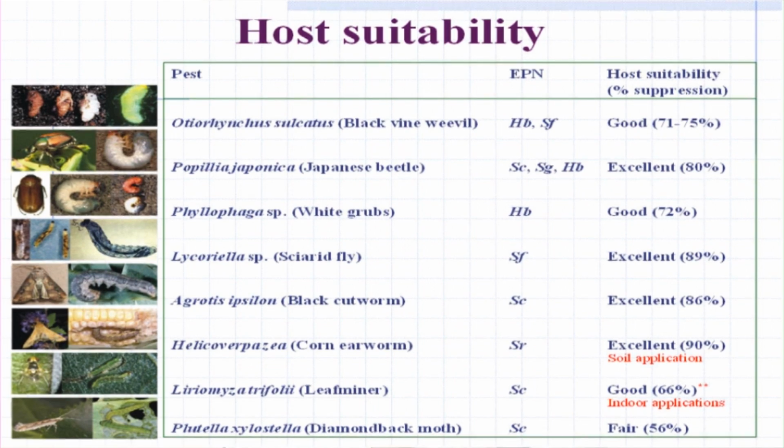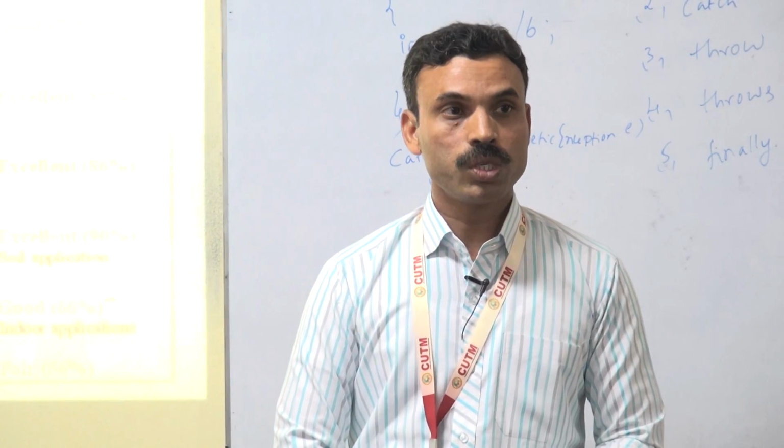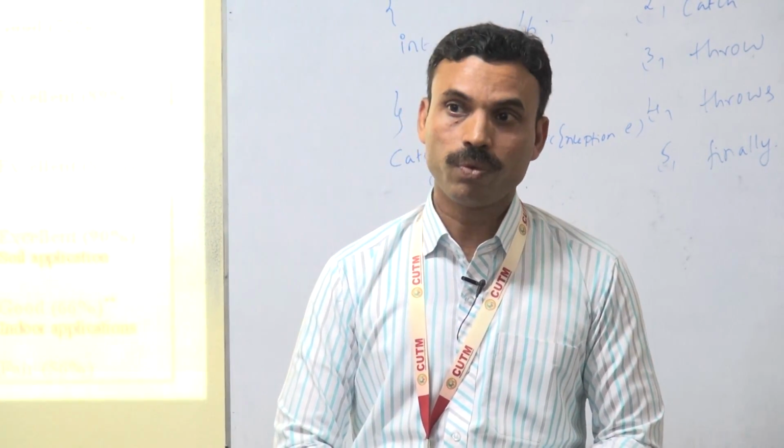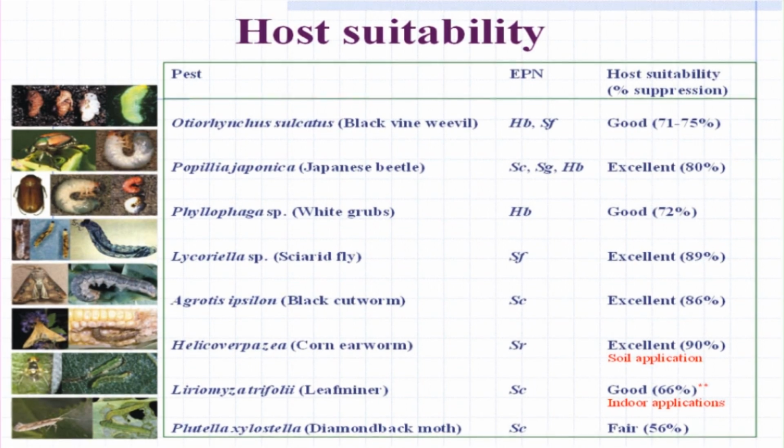What are the hosts which a nematode can infect? We can see here black vine weevils, Japanese beetle, white grubs, then sciarid fly, that is a dipteran, whereas black cutworm and corn earworm are lepidopterans, and leaf miner, that is Liriomyza. The diamondback moth can also be controlled. However, the most suitable hosts are Helicoverpa armigera or Liriomyza, which in controlled conditions will work well.